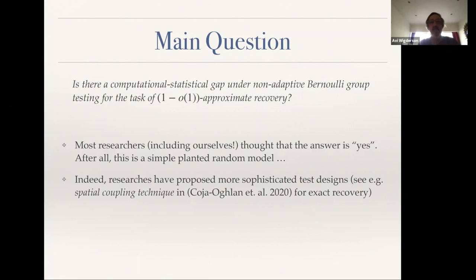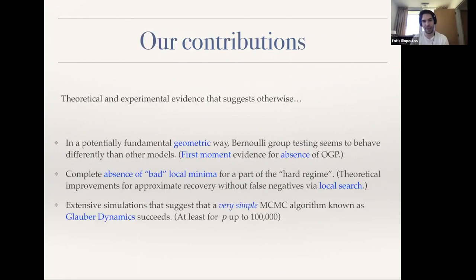Okay. And what we were initially trying to do is rule out this Bernoulli group testing design and give evidence that you really need these more sophisticated techniques that, by the way, give good results when the number of individuals is very, very large. Anyway, as we were trying to do that, we realized that probably the problem is not as hard as it seems. So our contributions in this paper were to give both theoretical and experimental evidence that suggests the problem is probably not as hard as we thought. At least this is what we conjecture.